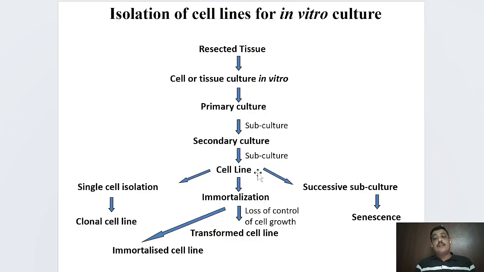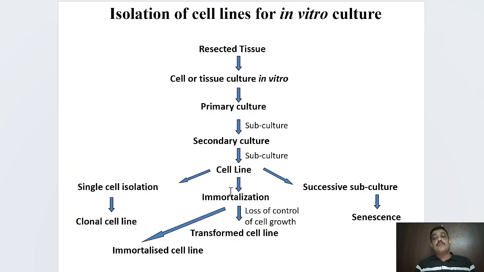So now once it becomes cell lines, if you are going to work with primary cell culture, when you successfully subculture further, it will undergo senescence. It's a natural way of death. Whereas when the same primary culture is converted into an immortalized cell line, this immortalized cell line is also called a transform cell line.